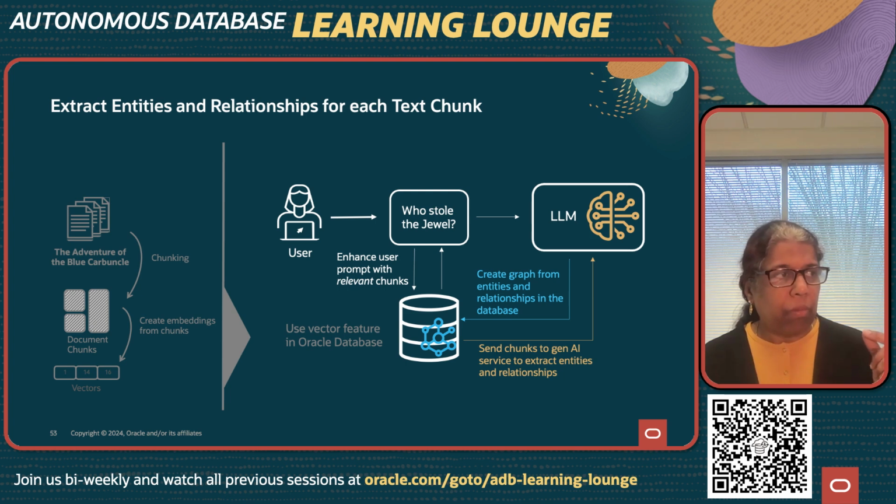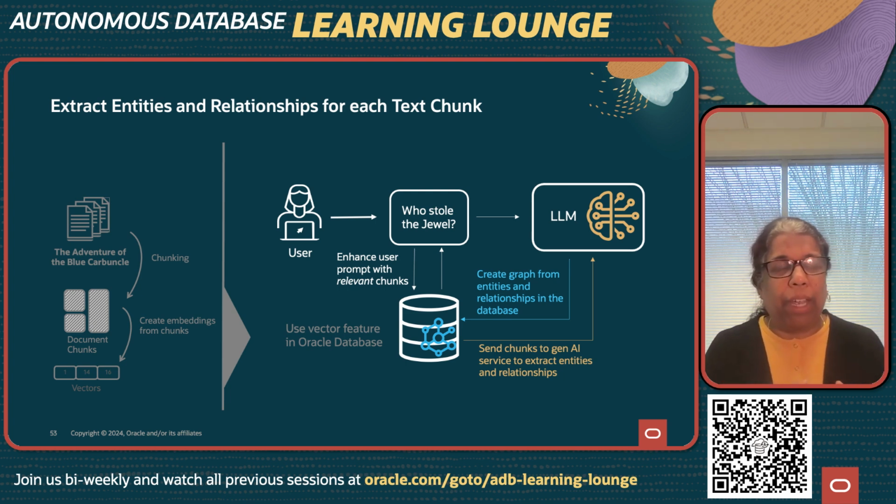So what we do here is create the graph. Now we saw how we created the vector representation of the document chunks. How do you create the graph? We send the chunks to the generative AI service and ask it to extract nodes and relationships and say, okay, give me these nodes and relationships that I'm now going to put in the database. I'm going to create a graph, and then I'm going to run a graph query and combine that with my vector search so that I can send the right chunks to the LLM.